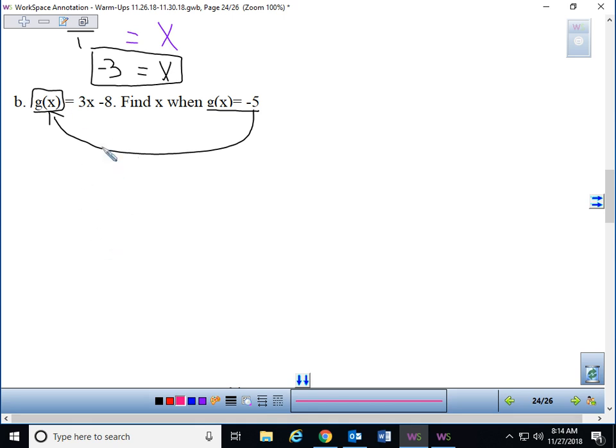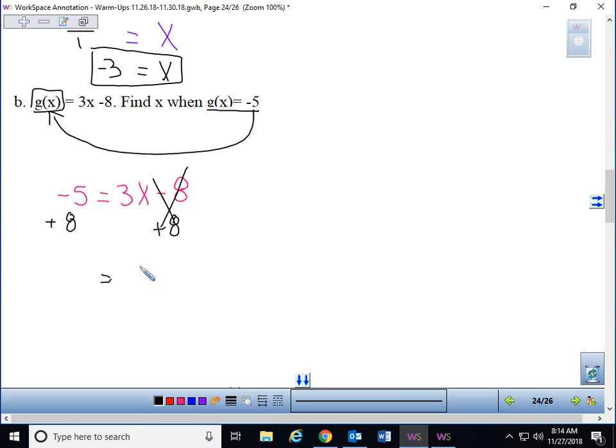Okay, let's check your work. So you should have plugged in negative 5. That gives you negative 5 equals 3x minus 8. Again, chapter 1 problem, undo addition and subtraction. So get rid of subtraction with addition. Let's add 8 to both sides.